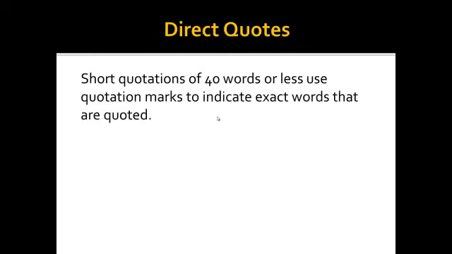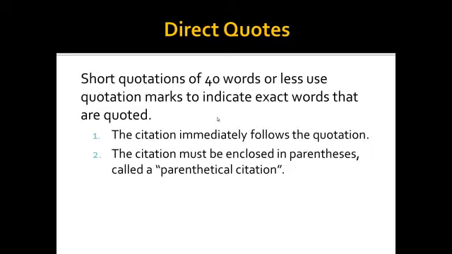So there are different types of direct quotes. There are short quotations of 40 words or less, and in those, you use quotation marks to indicate exact words that are quoted. The citation immediately follows that quotation. The citation should be enclosed in parentheses, and that's called a parenthetical citation. So be sure you always put quotes around your quotations and follow it with a citation.